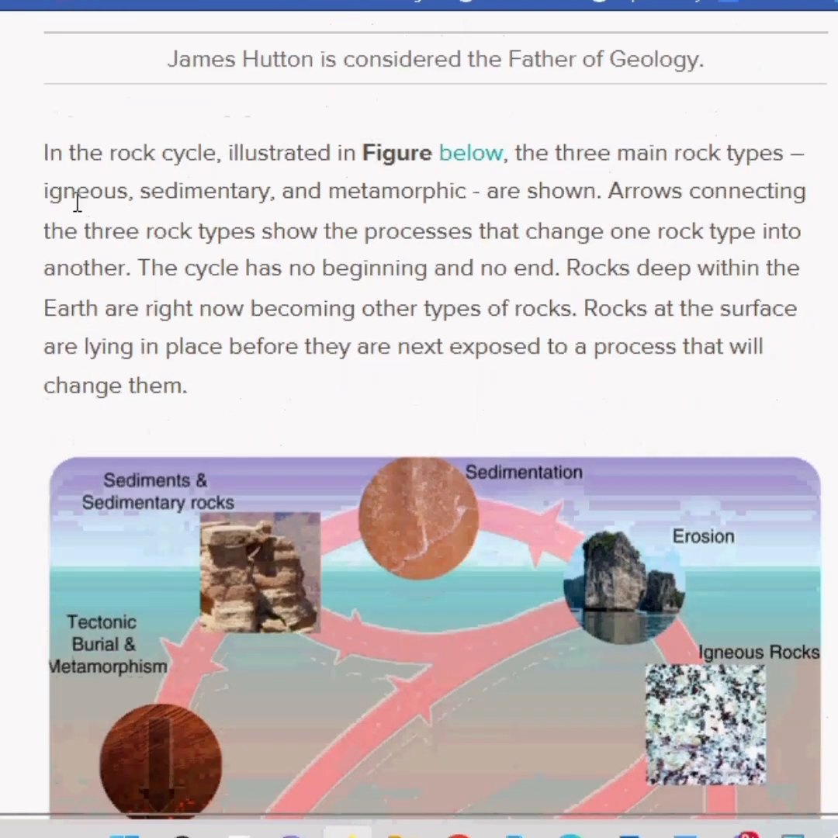In the rock cycle, illustrated in the figure below, the three main rock types, igneous, sedimentary, and metamorphic, are shown. Arrows indicating the three rock types show the processes that change one rock type into another. The cycle has no beginning and no end. Rocks deep within the earth are right now becoming other types of rocks. Rocks at the surface are lying in place before they are next exposed to a process that will change them.